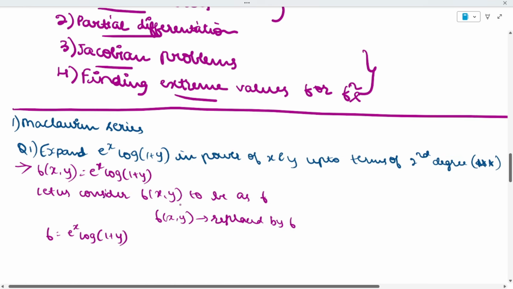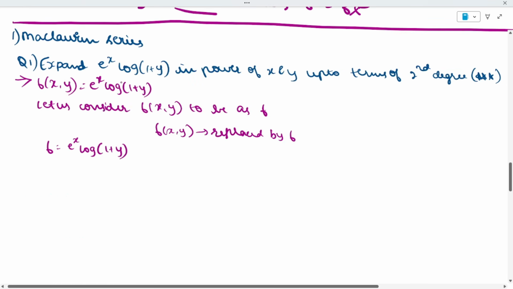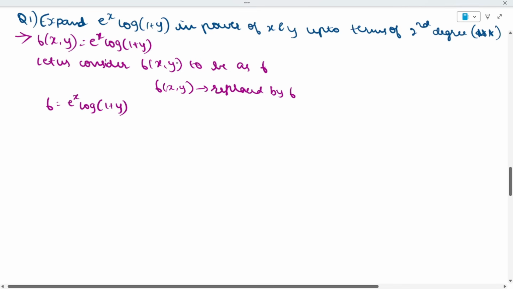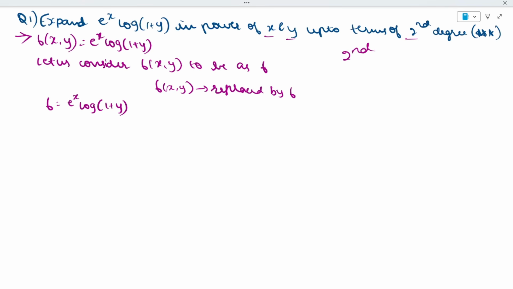Okay, now let's discuss one by one. First we will see the Maclaurin series, and first we will see which problem is important. See, e power x log of 1 plus y. They have asked in the powers of x and y up to the second degree. That means you have to remember it is for second degree, and this is one of the most repeated important questions. See, first consider f of x, y equals e power x log of 1 plus y.